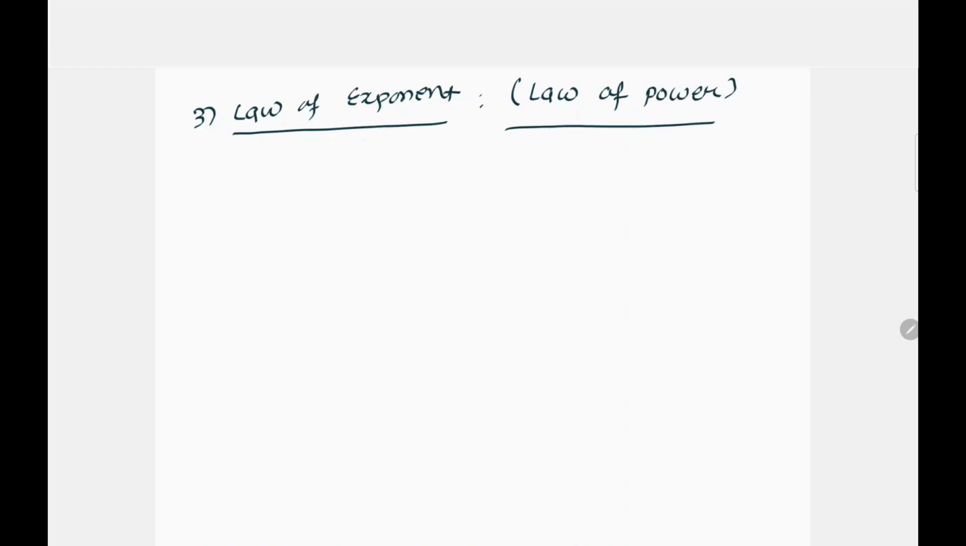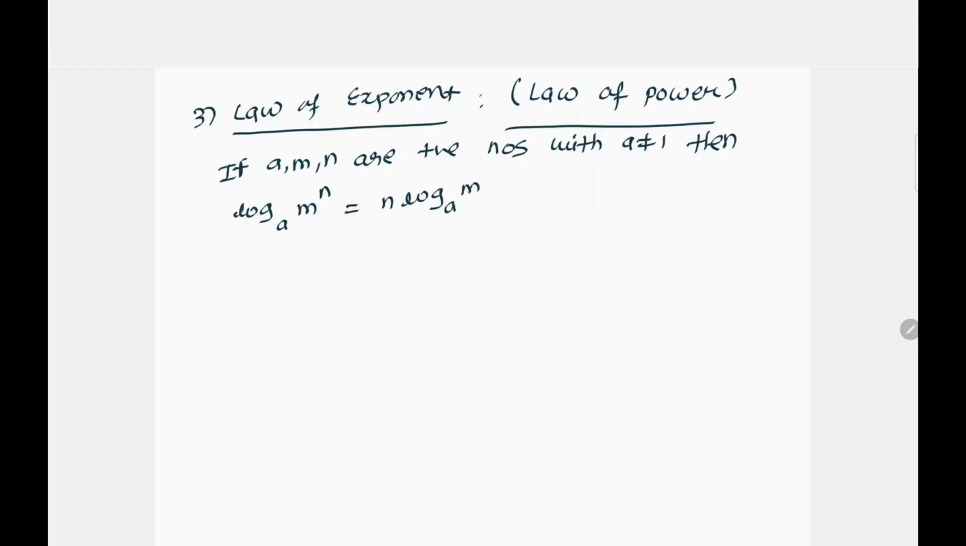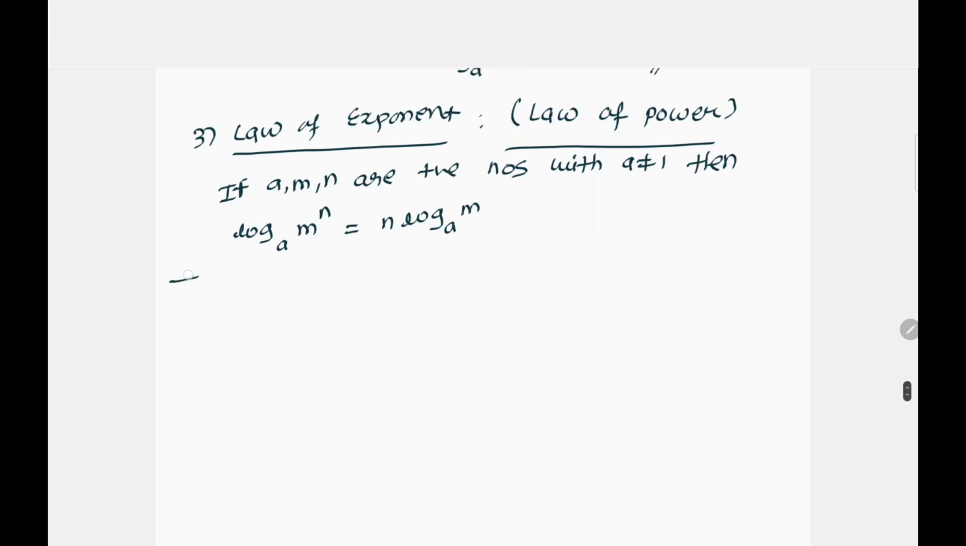Third, law of exponent, or law of power. Statement: if A, M, N are positive numbers with A not equal to 1, then log m raised to n to the base A is equal to n log m to the base A. Proof.